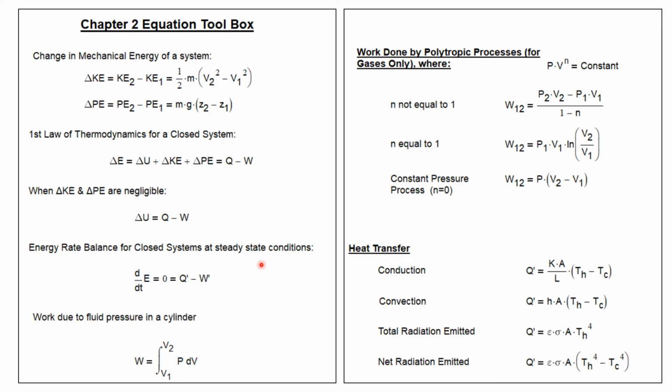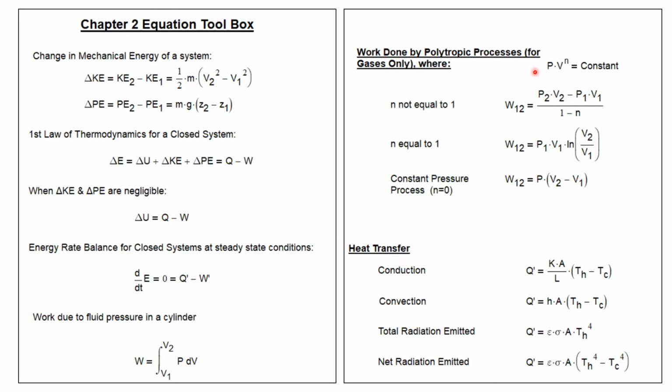And for a system operating at steady state conditions, we can say that dE/dt is zero because it's operating at steady state. And that's just equal to Q dot minus W dot, where Q dot is just Q divided by time and W dot is just work divided by time. We also introduced the concept of work due to the expansion of a piston cylinder and other devices that produce work. It's just the integral from V1 to V2, those are volumes, of P dV.